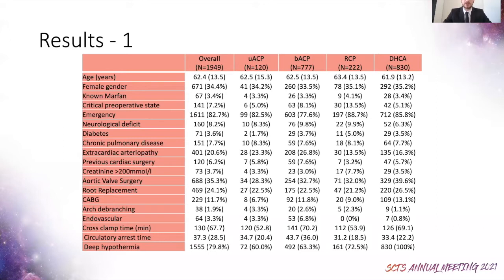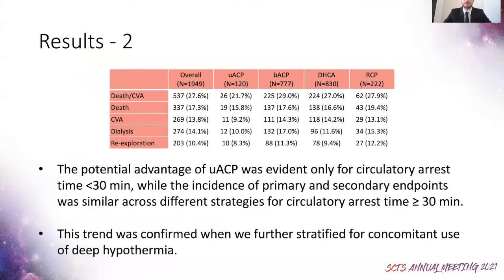This latter group was characterized by a higher risk profile, and these patients were more likely to undergo longer cross-clamp time and circulatory arrest time. We found a positive trend toward lower incidence of our outcome of interest in the unilateral antegrade cerebral perfusion group compared to the other neuroprotective strategies. In particular, this potential advantage was confirmed only in those patients with a circulatory arrest time shorter than 30 minutes, whereas in patients with circulatory arrest time longer than 30 minutes, the incidence of these outcomes was comparable among the four groups.